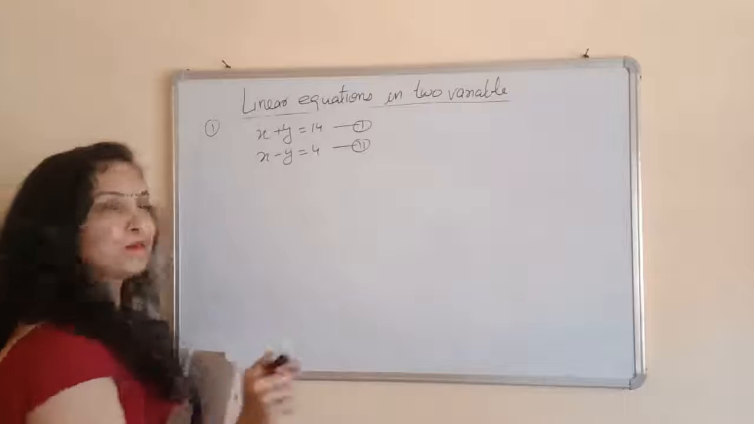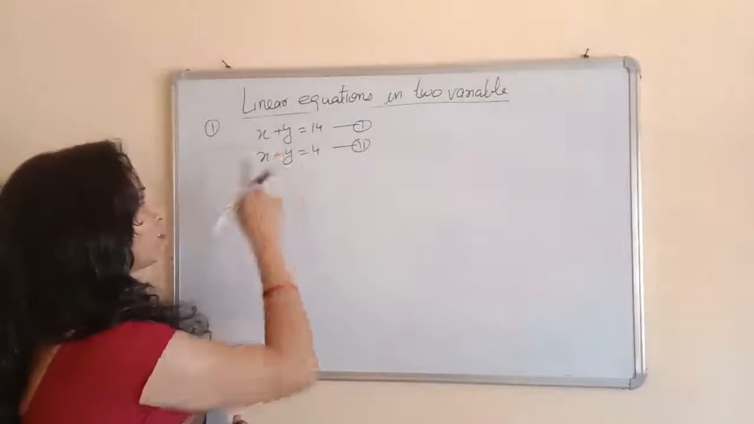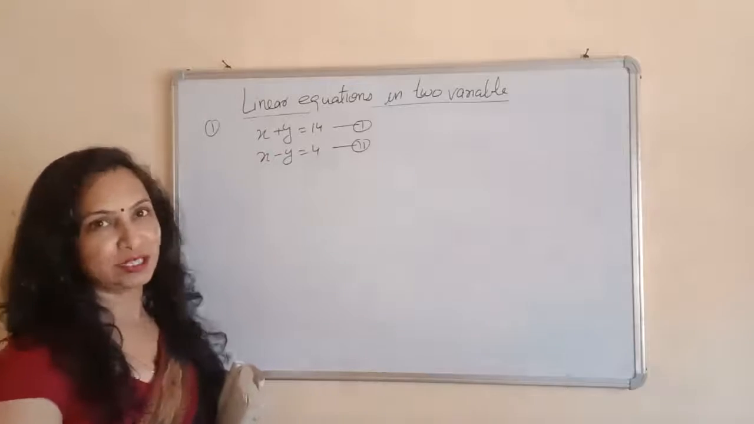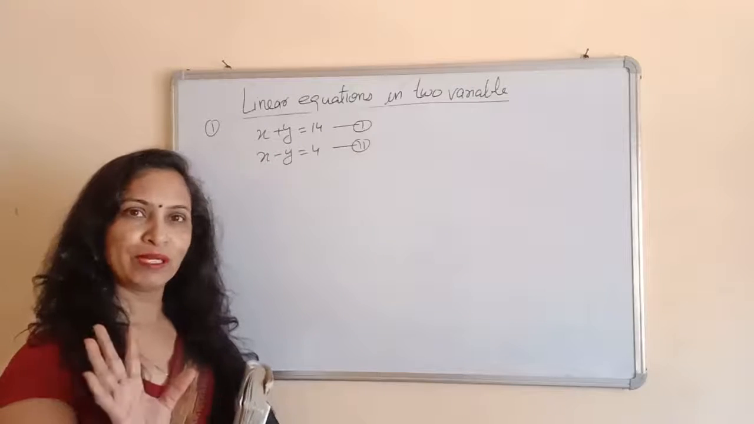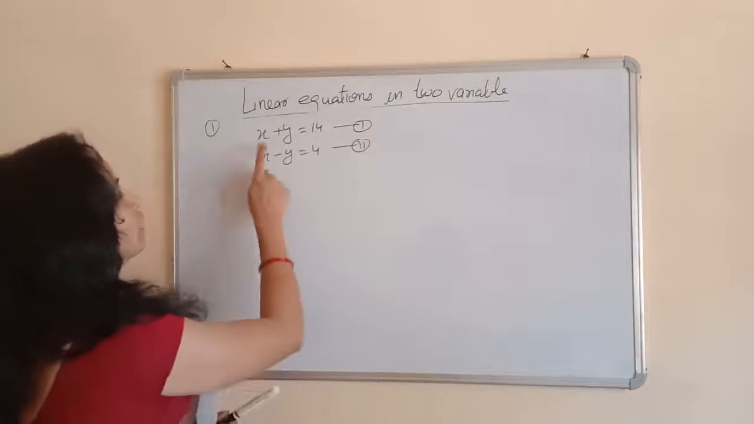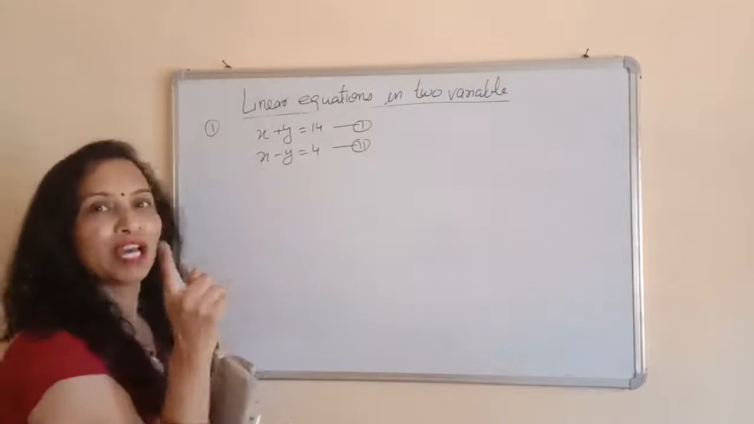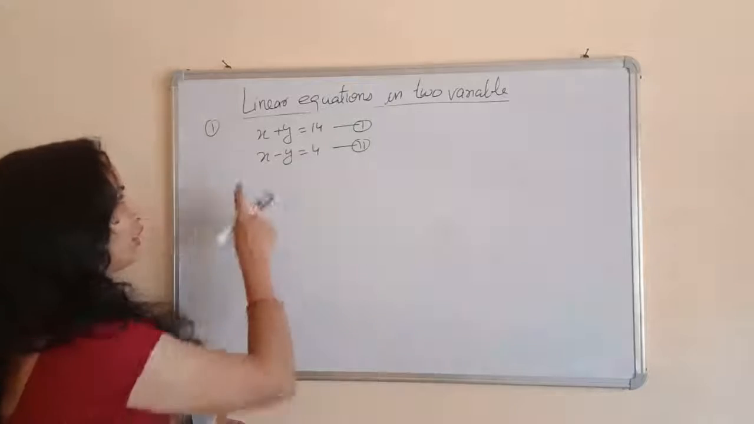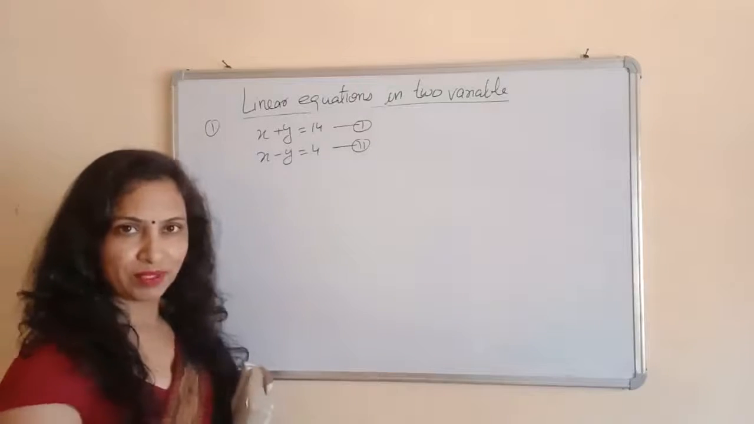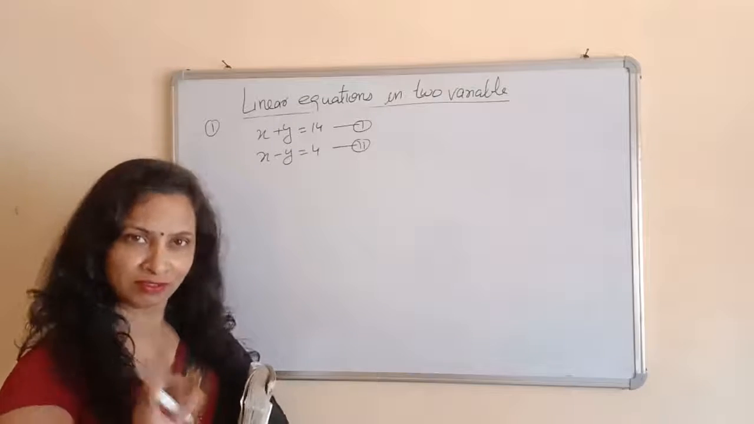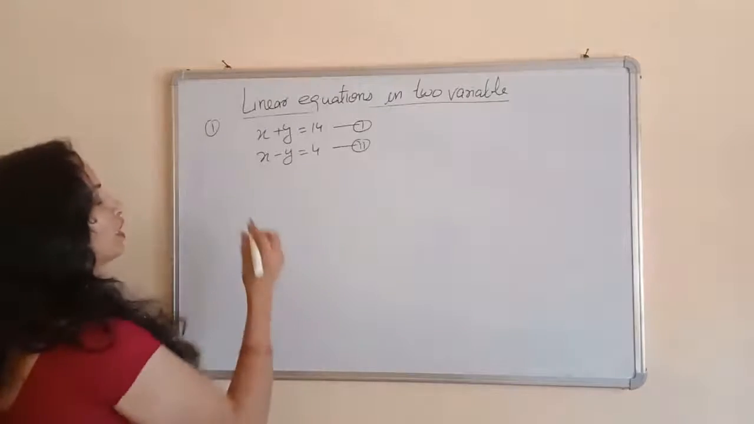This is the first part of the first question. The first equation is x plus y is equal to 14 and the second one is x minus y is equal to 4. And you have to solve it by using the substitution method. In the substitution method, first we find the value of one of the variables, either x or y. So I am going to find the value of x from the equation first. You can take any of the equations, either equation 1 or equation 2, for finding the value. So I am taking equation 1.